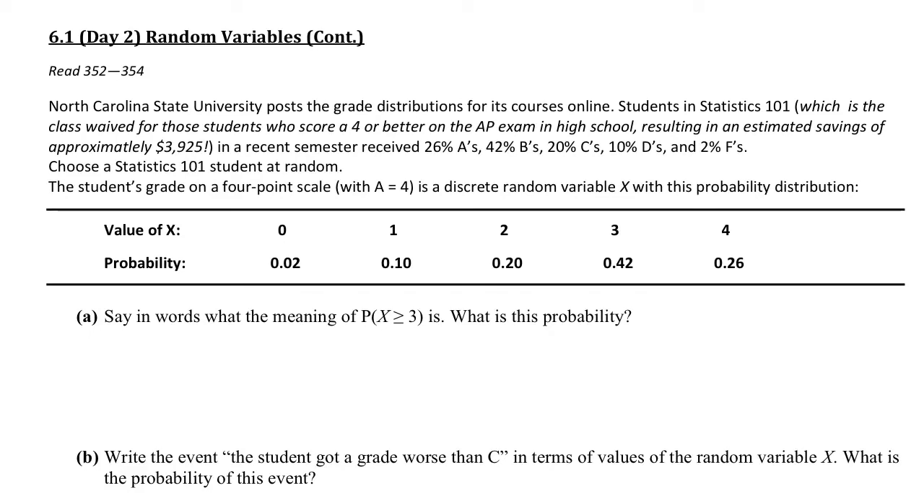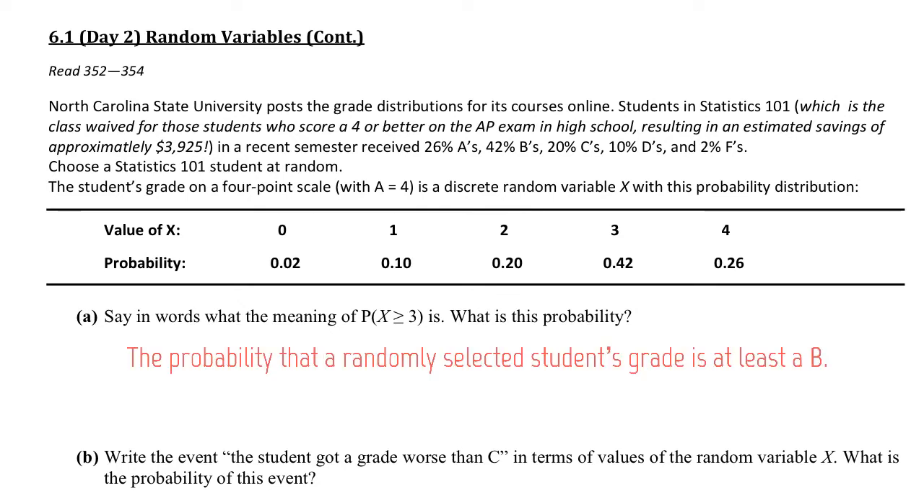All right, to interpret what x greater than or equal to 3 means, we need to figure out what x is. The student's grade is a discrete random variable x. Oh, so that their grade is at least a B, right? This is all we're saying. What's the probability that a randomly selected student's grade is at least a B?